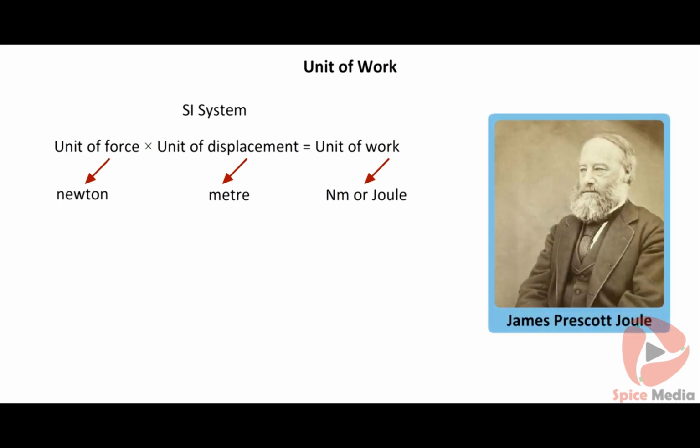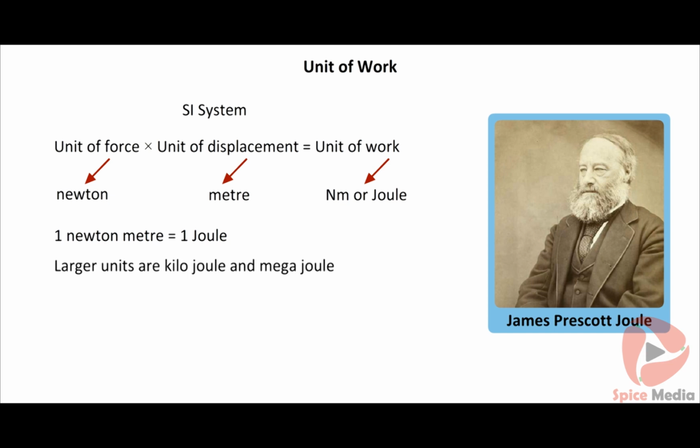The SI unit of work is Newton meter, Nm. It is also named Joule, J, a unit named in honor of James Prescott Joule. That is, 1 Newton meter is equal to 1 joule, where 1 joule is the work done when a force of 1.0 Newton acting on an object moves it through a distance of 1.0 meter along the same direction.